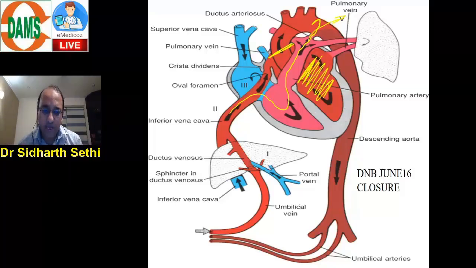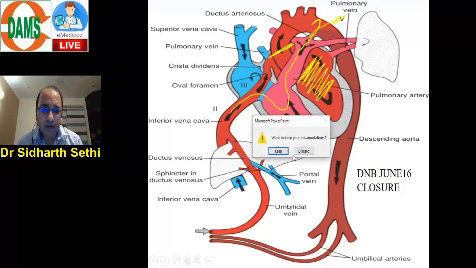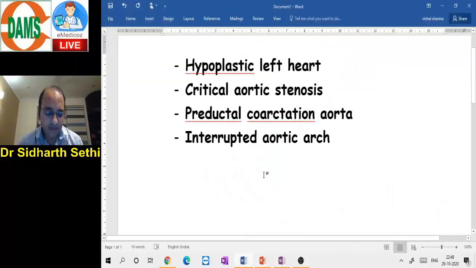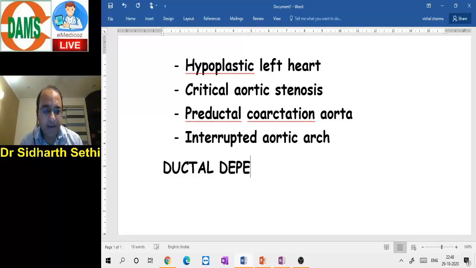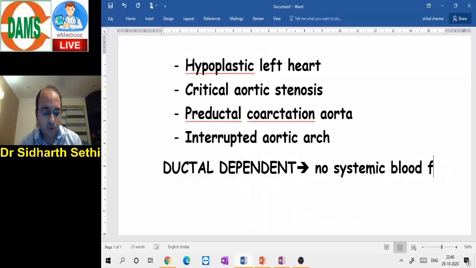As long as the ductus is open, the systemic circulation gets blood. And as soon as the ductus arteriosus closes, the systemic circulation does not get blood. So there is no blood to the systemics. So this child is ductal dependent. As soon as the ductus arteriosus closes, there is no systemic blood flow. So this child presents in shock as soon as the ductus arteriosus closes.